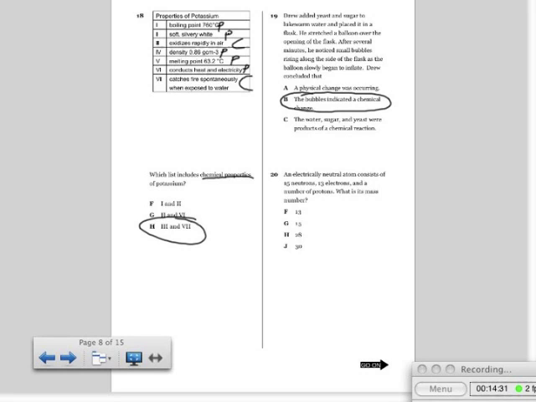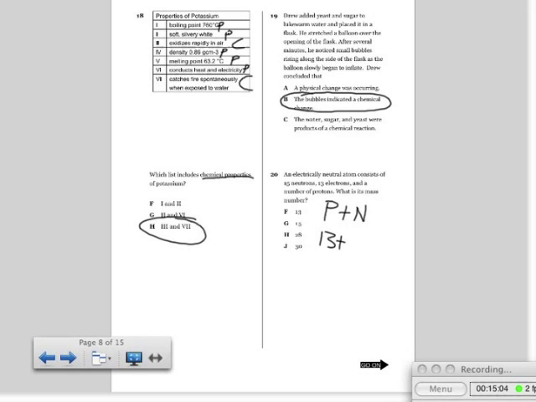Good. Okay, number 20. An electrically neutral atom consists of 15 neutrons, 13 electrons, and a number of protons. What is its mass number? So what is it in the atom that we measure for mass? Okay, good. So protons and neutrons are the mass. Well, how many protons did it have? 13. How do you know it's 13? Because it's the same number as the electrons. Okay, because it's neutral, the 13 electrons, which are negative, means we must have 13 protons also.